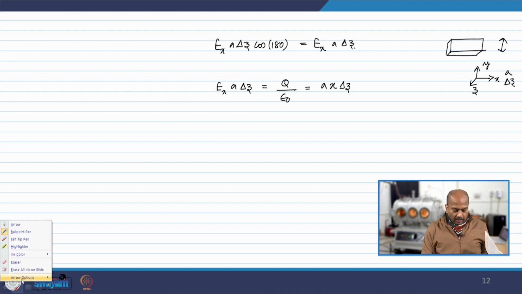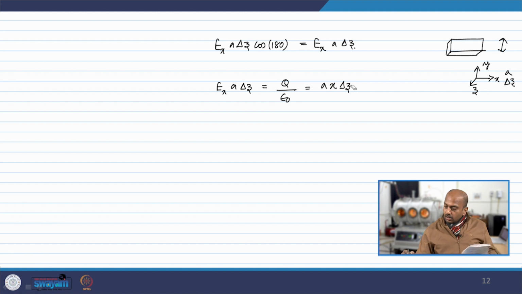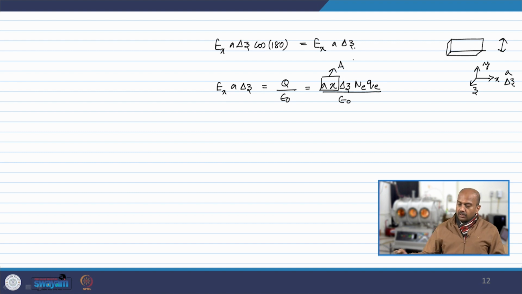Small a is the length along the y direction, x is the length along the x direction, delta z is the depth of this slab. So, a delta z Ne Qe divided by epsilon naught. Do not be confused. This product is written as capital A in the earlier slide. We are still in the same picture.